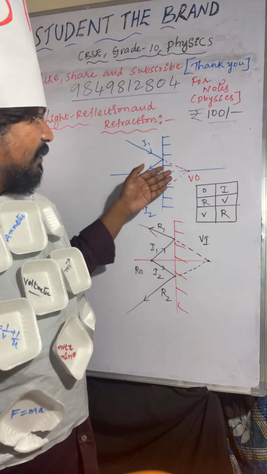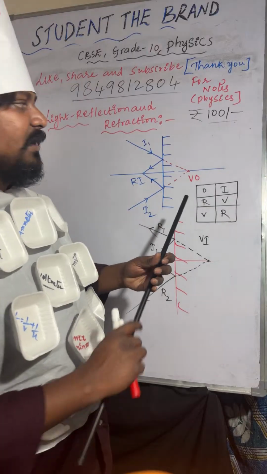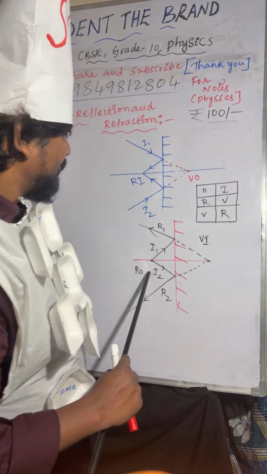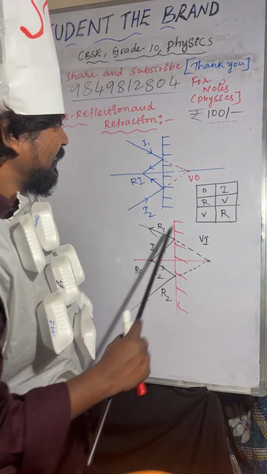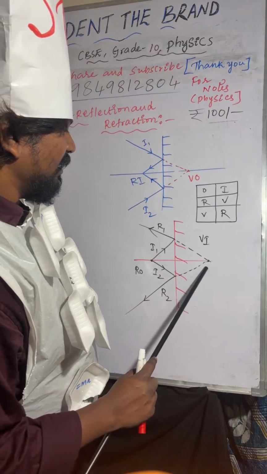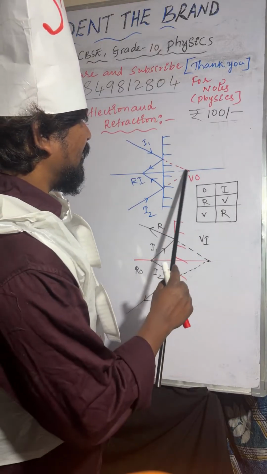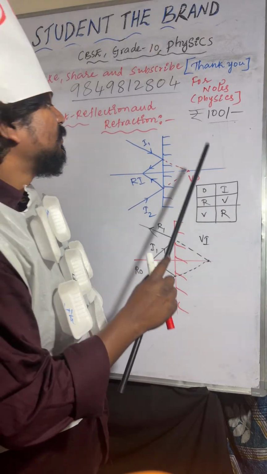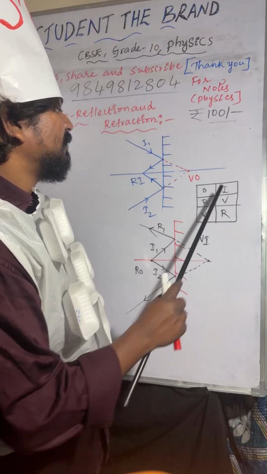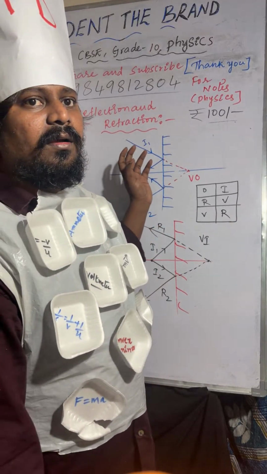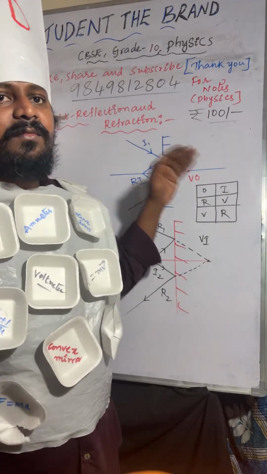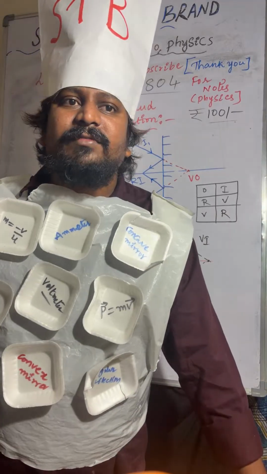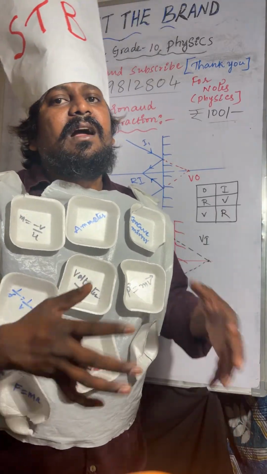Very, very important. Here I mentioned it in the table. Object is real, real object. What about the image? Image is virtual. Object is virtual, what about the image? Image is real. So real object and virtual image, virtual object and real image, vice versa. If the object is real, the image is virtual. If the image is real, the object is virtual.